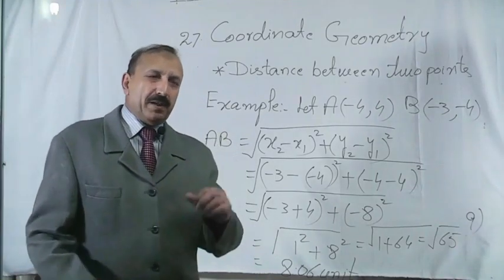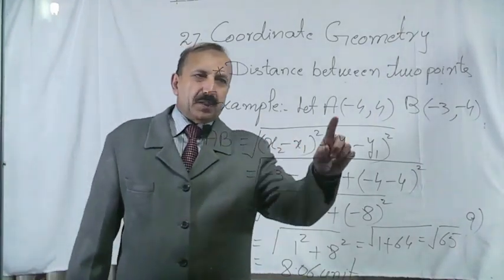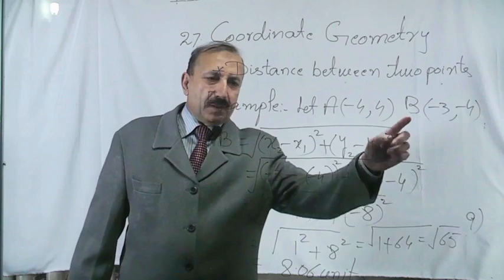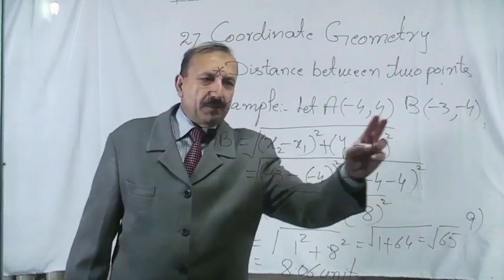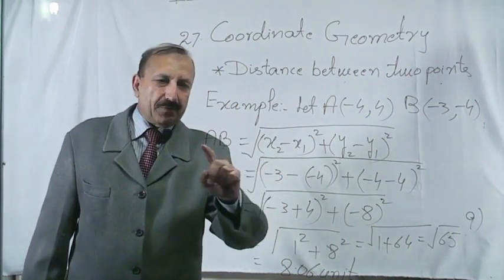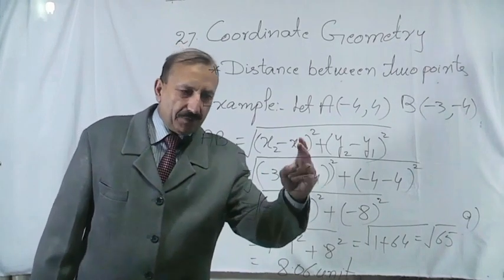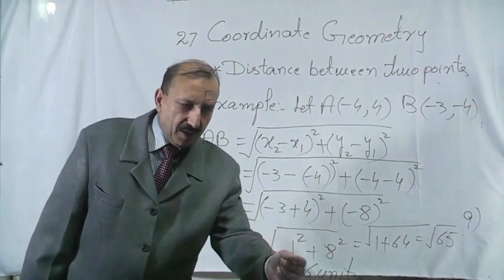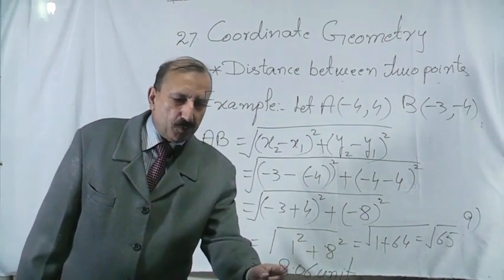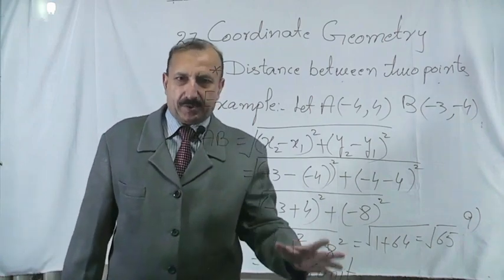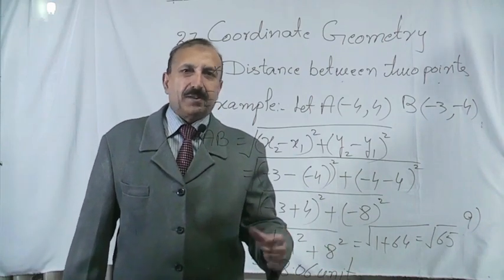Alright, so my dear students, the distance between point A and B after substituting these values in this formula, I carry on these calculations and finally I got 8.06 units.